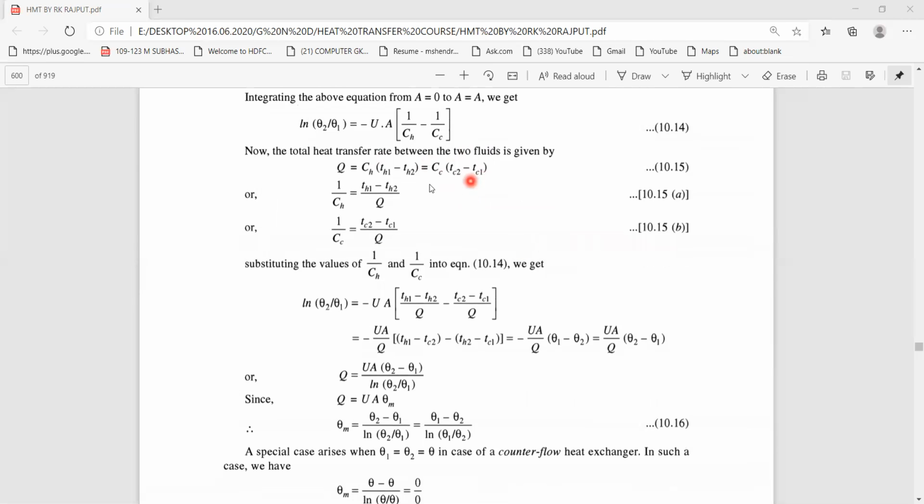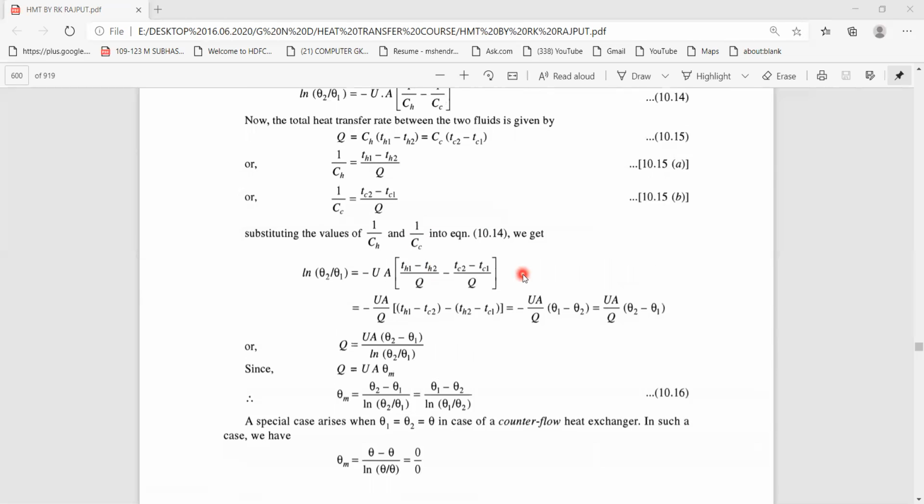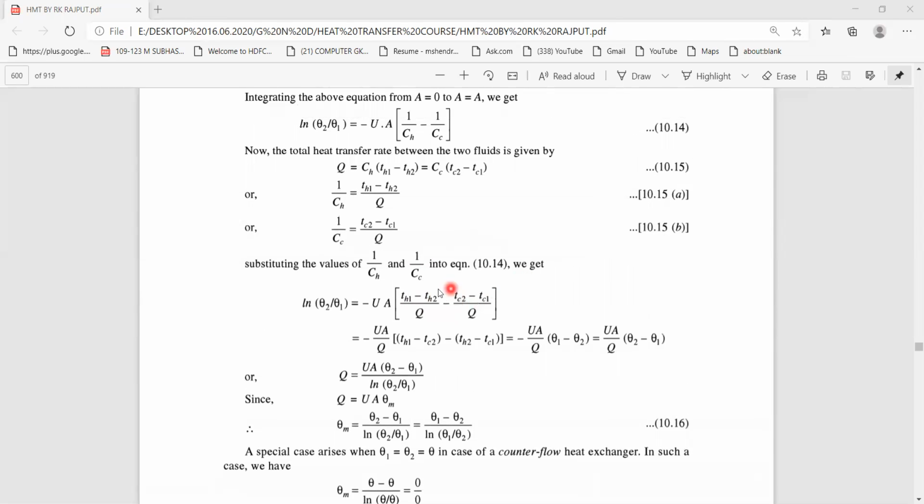Larger minus smaller, larger minus smaller. So let's do the cross multiplication. 1 by Ch equals (Th1 minus Th2) divided by Q. Similarly, 1 by Cc equals (Tc2 minus Tc1) divided by Q. Now let us substitute these two in this equation. So ln of theta 2 by theta 1 equals minus UA into [(Th1 minus Th2) divided by Q minus (Tc2 minus Tc1) divided by Q] as it is. We are supposed to take a bracket here.